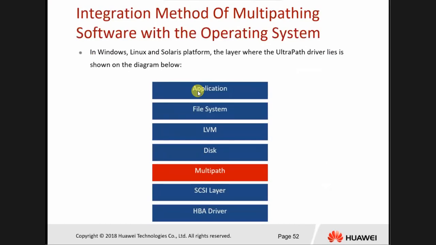Okay, integration method of multipath software in OS. In Windows, Linux, or Solaris platforms, the layer where the UltraPath driver lives is shown as below. Your UltraPath is located below your virtual disk, on top of your SCSI connection. Your SCSI initiator and target connection is below your disk. That's where your multipath is located, in the middle, so sometimes we call it middleware. So this is where the multipath lives.